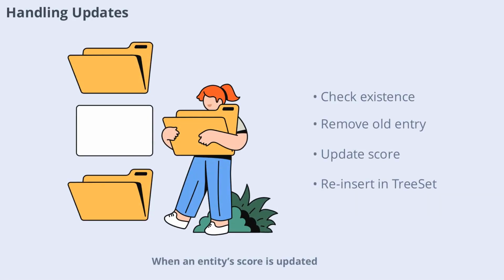When an entity's score is updated, we first check if it already exists in the system. If it does, we remove its old entry from the TreeSet, update the score in the HashMap, and then reinsert the updated entity into the TreeSet. If it's a new entity, we simply add it to both structures. This ensures that the TreeSet always reflects the latest scores and maintains the correct ranking.